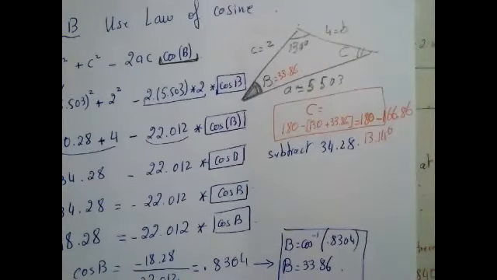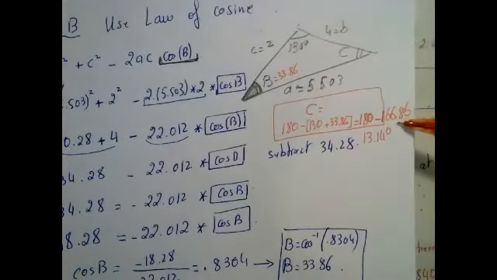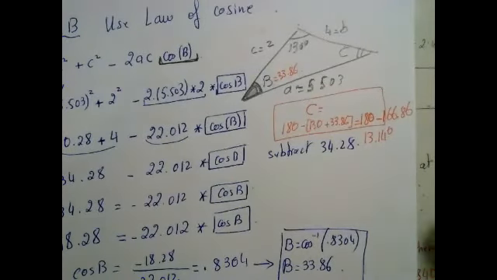Okay, so it's a bit of a long process, but it's not a hard process. So it's going to be 180. I add those two. They give me 166. I take that from 180. I get the 13.14.